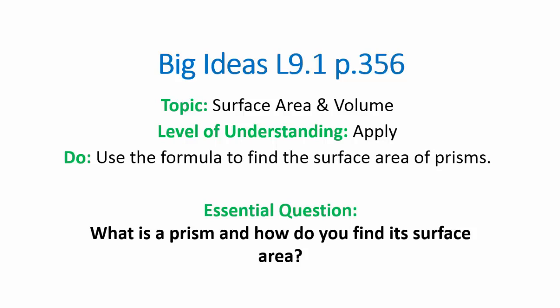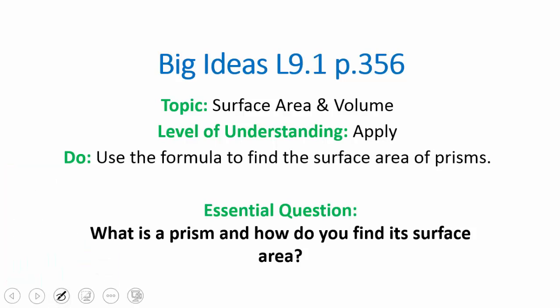We're going to substitute those values into the equation, and then it's nothing more than using order of operations. One of our first lessons ever this year, we're going to use order of operations to solve and find a value in this equation. So ladies and gentlemen, we're going to use the formula to find the surface area of a prism. So we're going to concentrate on surface area today. Our essential question: what is a prism and how do you find its surface area?